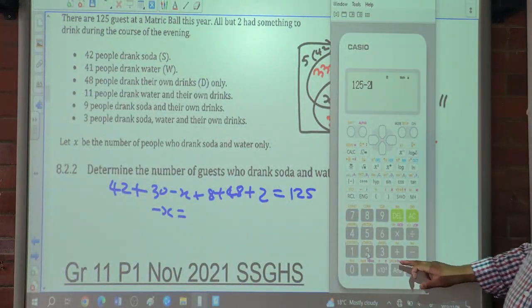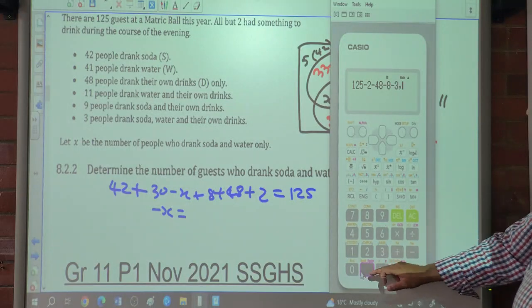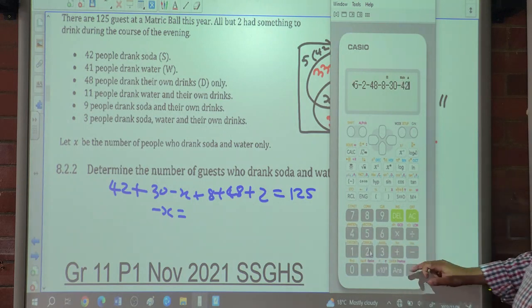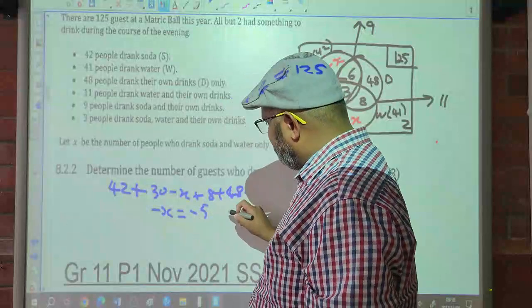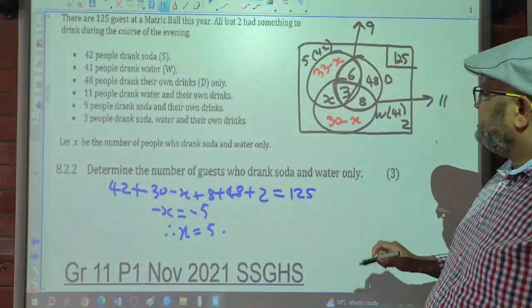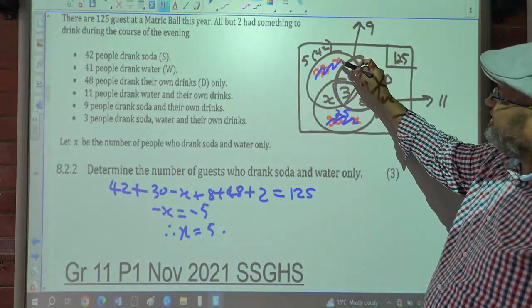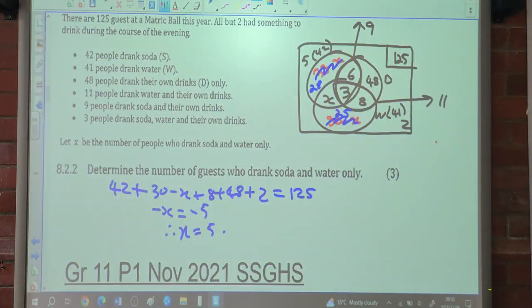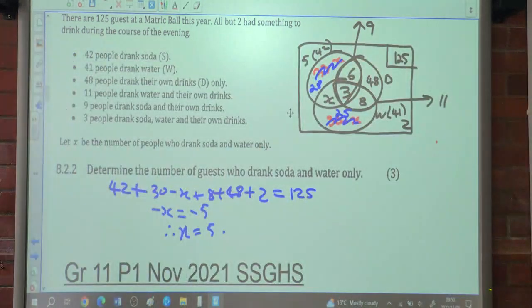So minus X is equal to, on the calculator we go, 125 minus 2 minus 48 minus 8 minus 30 minus 42. The answer should be negative, no? Here's an answer of negative 5. You all agree with that? So therefore, X is equal to 5. So in other words, this here would be now 25, and that would be 28. Okay. Okay, the next question.